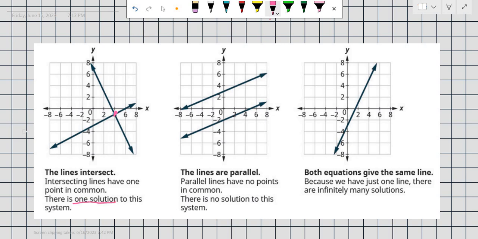And if you look at the second graph, you have two lines that are parallel to each other. There is no point of intersection. So what this means is that there is no solution in this case. And the final one, you can see that you have just one line. It means that both equations give the same line. So in this case, there are infinitely many solutions. Please take note of these three kinds of graph. Now let's go into the graphing properly.